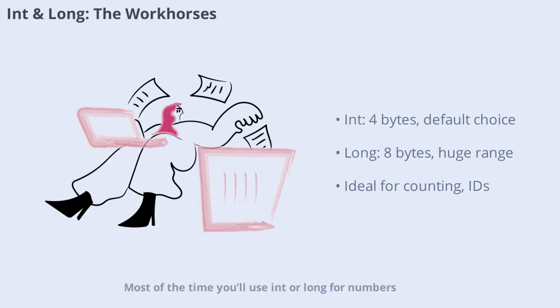Most of the time you'll use int or long for numbers. Int is the default for whole numbers, using 4 bytes and handling values from about -2 billion to 2 billion. Long is for even bigger numbers, using 8 bytes. If you're counting items, tracking IDs, or working with large datasets, these types are your go-to. They strike a balance between memory use and the ability to store large values, which is why they're so common in Java programming.